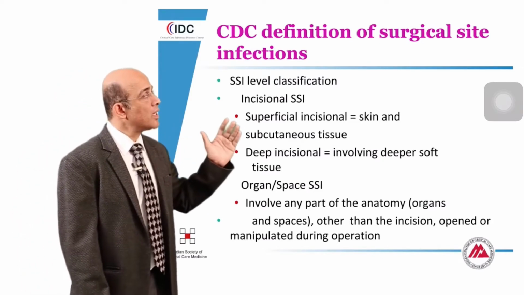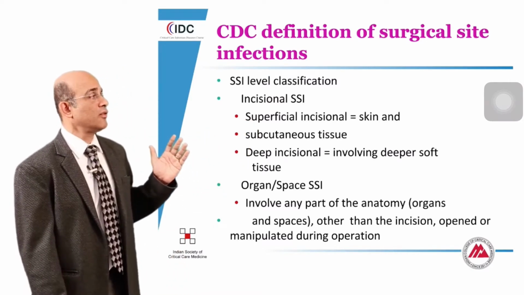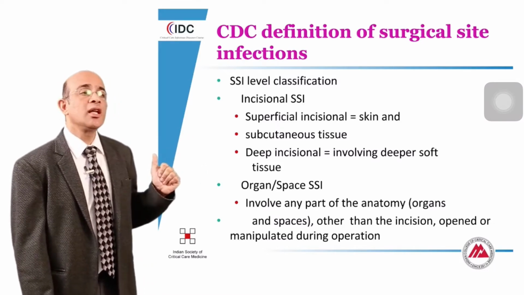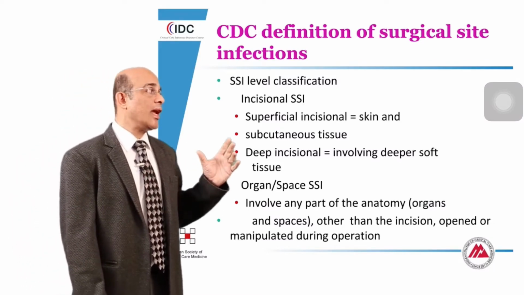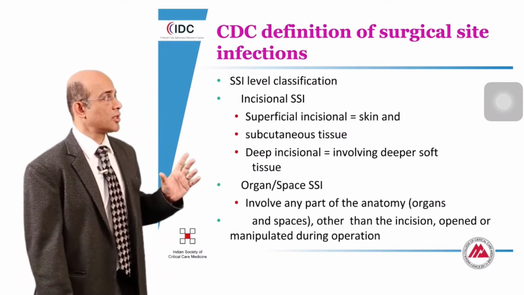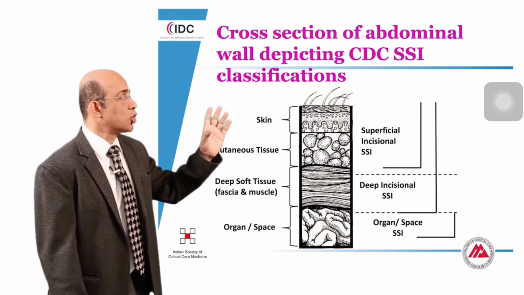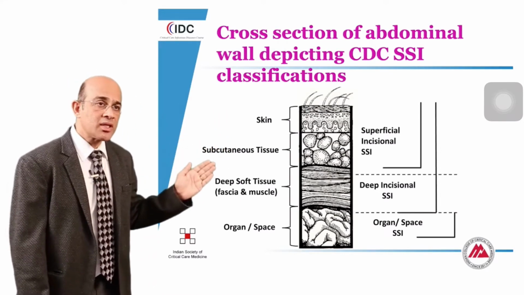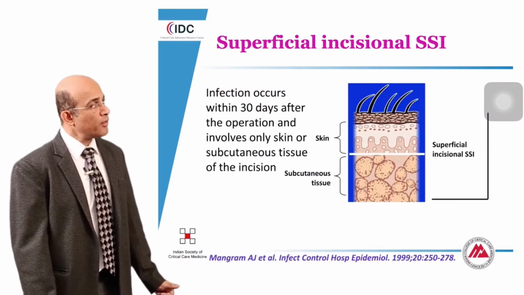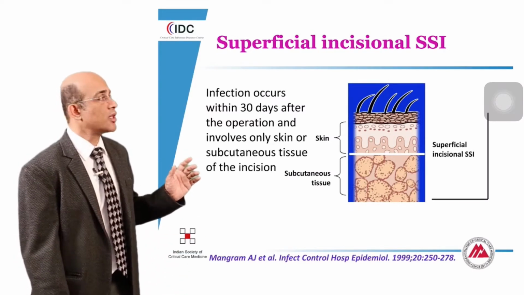Incisional infections can be superficial, which involves the skin and the subcutaneous tissue, and deep incisional infections involve deeper soft tissue, whereas organ or space infection involves any part of the anatomy, either organs or spaces, which have been manipulated during the surgical procedures. This cross-sectional figure gives a very nice idea of the superficial surgical site infections, the deeper surgical site infections, and organ space infections.